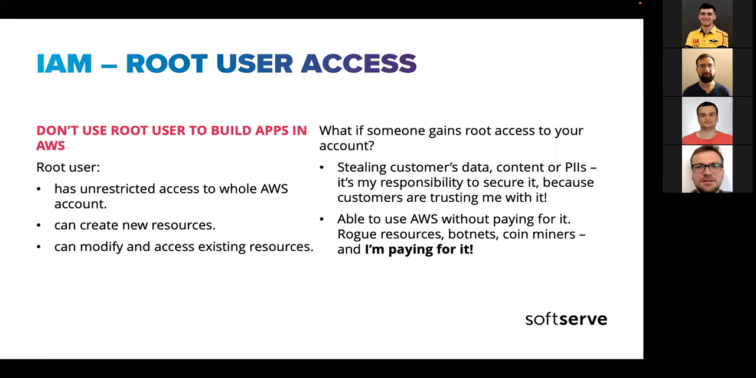Basically, when you create an AWS account and you first log in using your root account credentials, you are logged in as a root user. A root user is a user that has unrestricted access to the whole AWS account. A root user can create new resources, and can modify and access all of the existing resources. And not only that, they have access to personal information of the owner, they have access to the billing information of the owner of the account and so on.